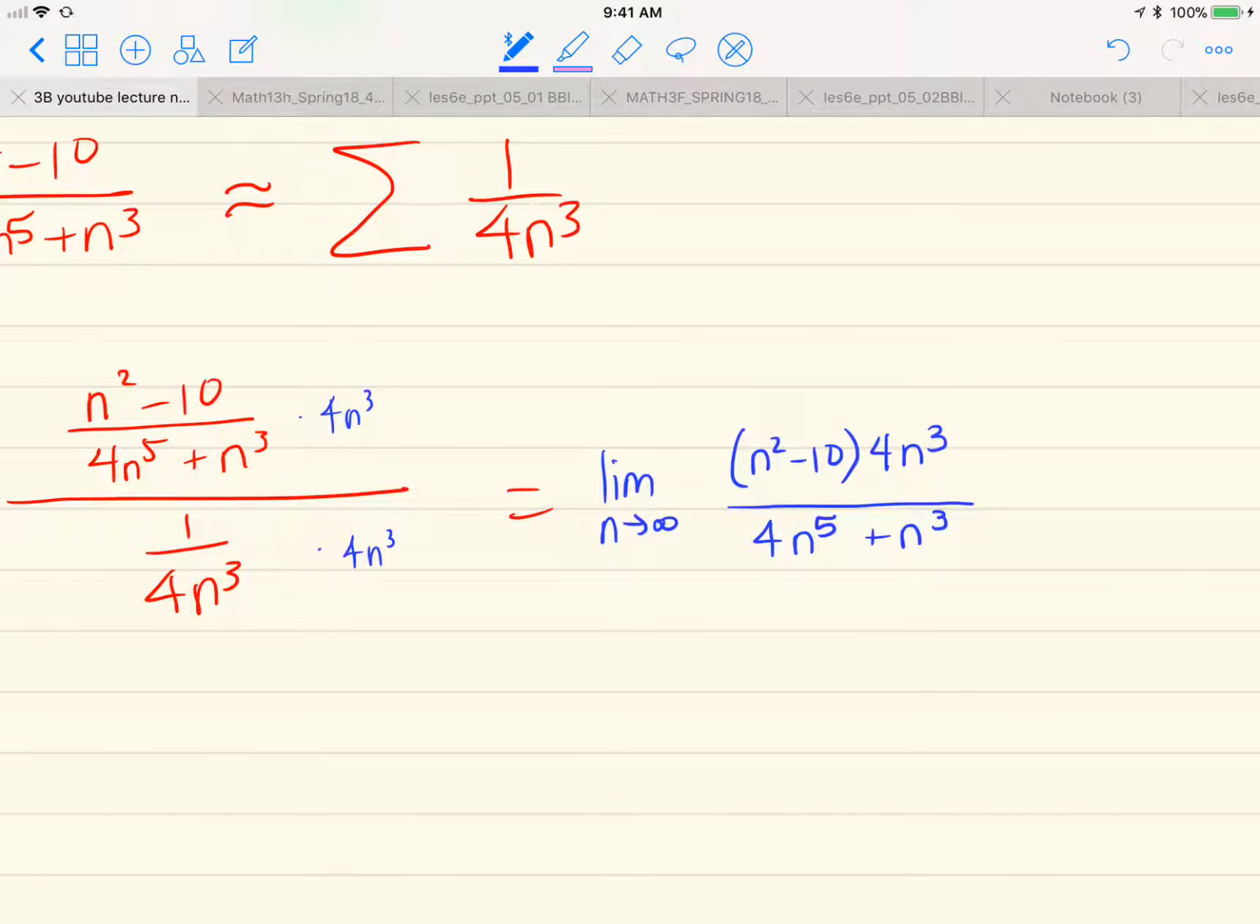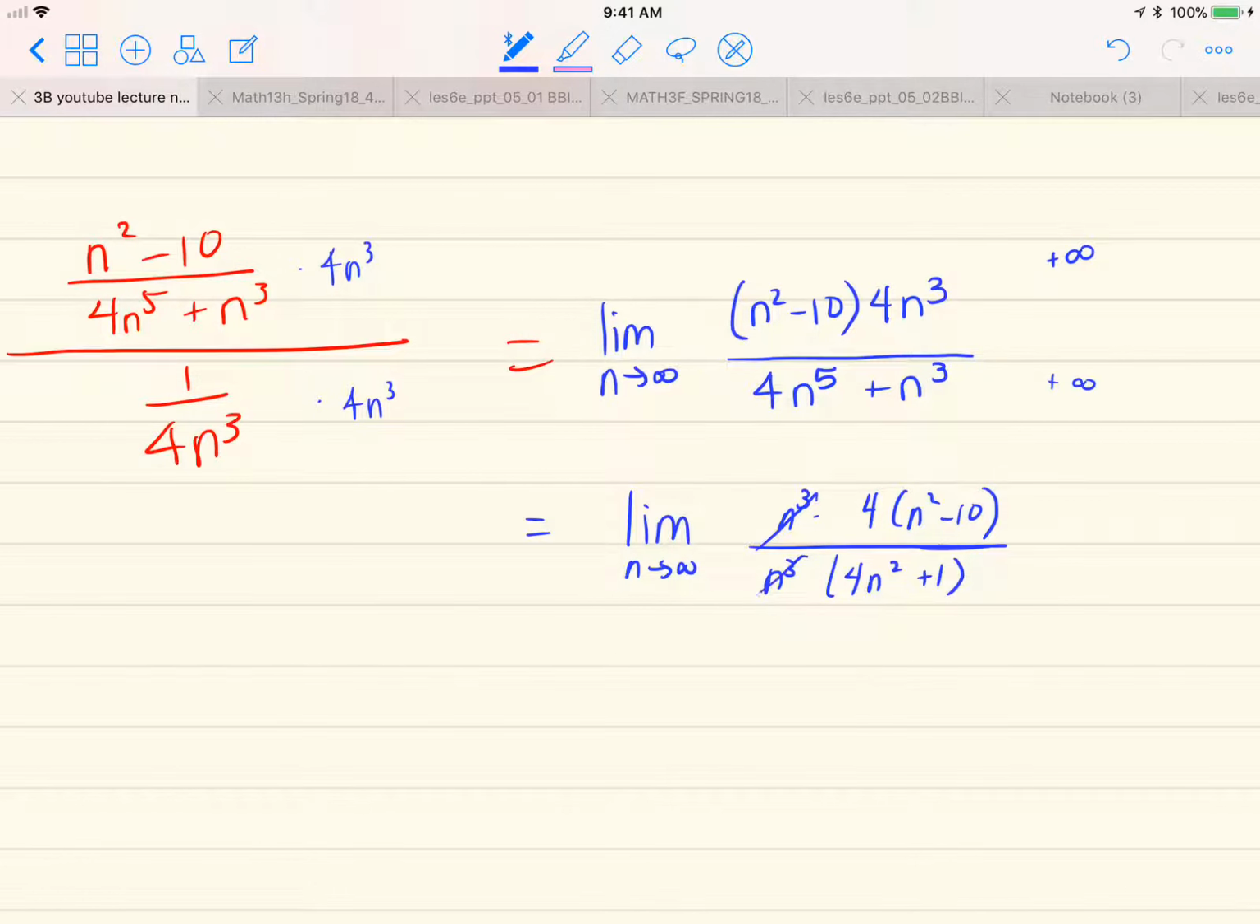Now, you could use L'Hopital's rule from here, because this is technically an indeterminate form, right? Because the numerator is going to plus infinity, the denominator is going to plus infinity. However, we actually can cancel some terms out. So let's factor out an n cubed in the denominator. So we'll have n cubed times (4n squared plus 1) in the denominator. And then we'll have n cubed times 4 times (n squared minus 10) in the numerator. So those are going to cancel out.